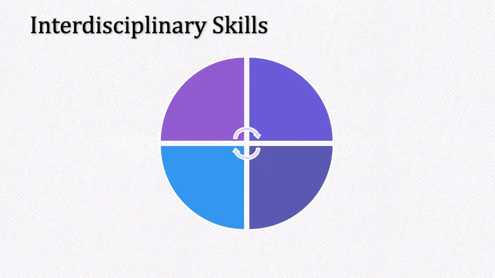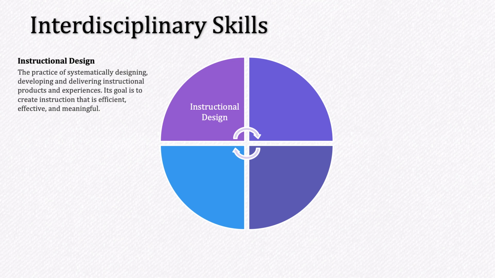In this section, I'd like to talk about the skills, materials, and tools of multimedia authoring, or, as it is stated in the title of the course, multimedia production. Importantly, we must realize that multimedia production is very much an interdisciplinary endeavor. It involves several skill sets to varying degrees. For example, multimedia production almost certainly involves instructional design skills. Instructional design, of course, is the practice of systematically designing, developing, and delivering instructional products and experiences. The goal of instructional design is to create instruction that is efficient, effective, and meaningful.